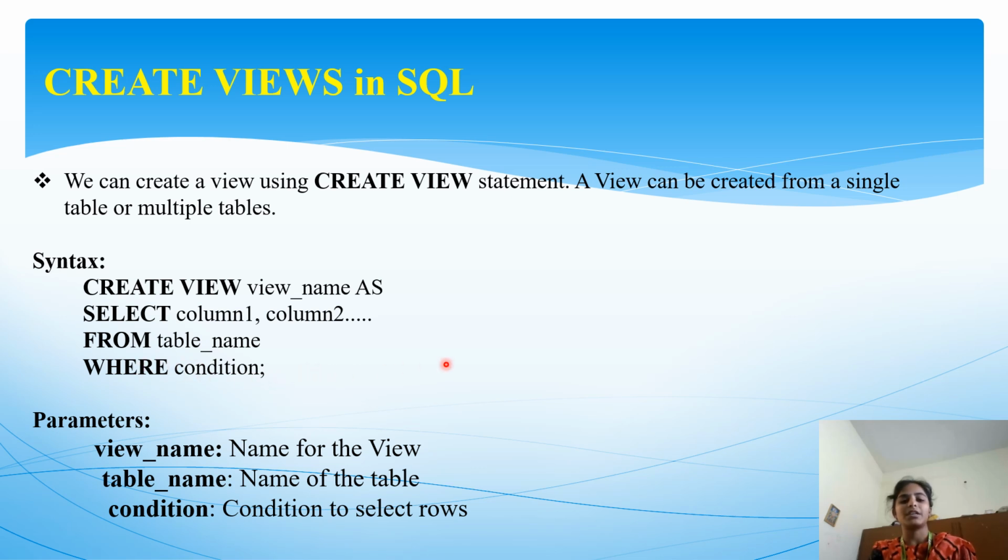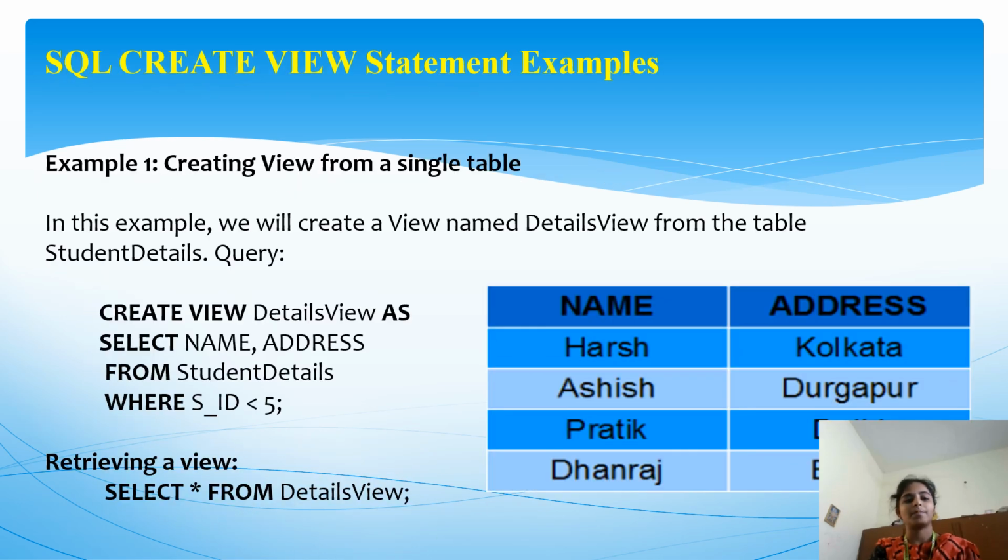We use a condition when we have to retrieve specific rows from a table, then only we use the condition statement. Otherwise, it won't be needed. Here, the parameters: view name is the name of the view which we want to create, table name means the table in which we have to create the view, and condition. Condition will be used on certain occasions only.